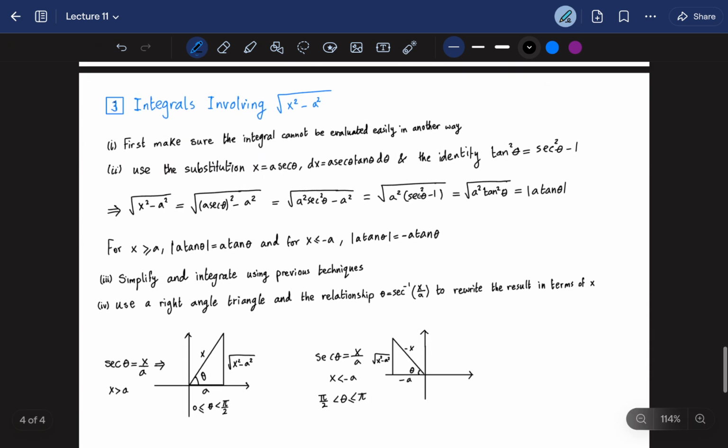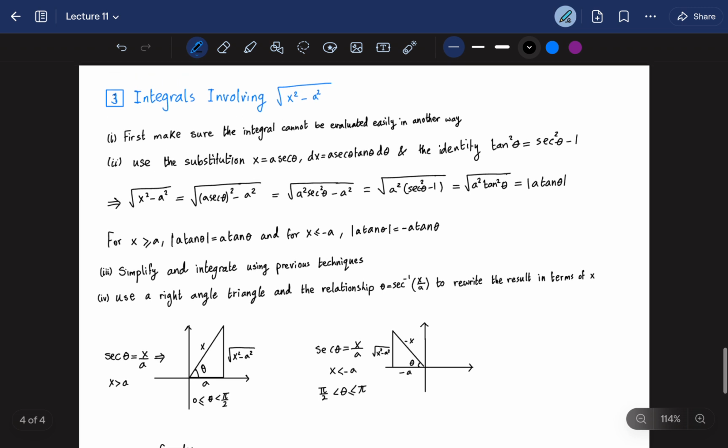Okay, so the last thing that we're going to talk about today is integrating when we have a square root of x squared minus a squared. So here, the substitution that we're going to use is secant theta, because if you look at the identity, I have a secant squared theta minus 1 here. Since I have a minus here, I need an identity with a minus there. Now, if you plug it back into the square root, you're going to get a squared tan squared theta, the absolute value of a tan theta.